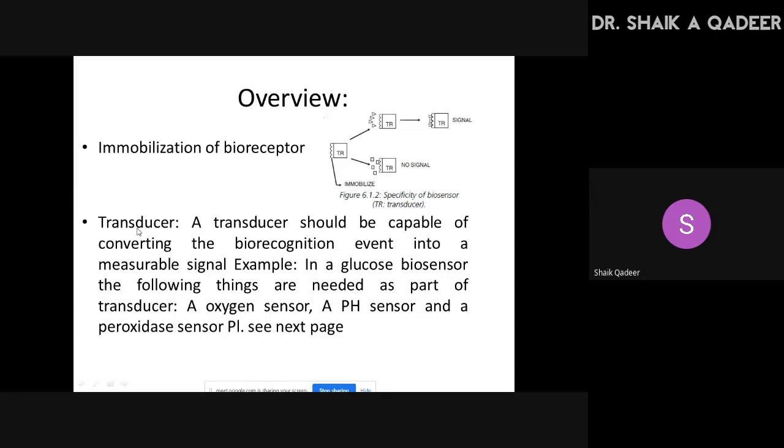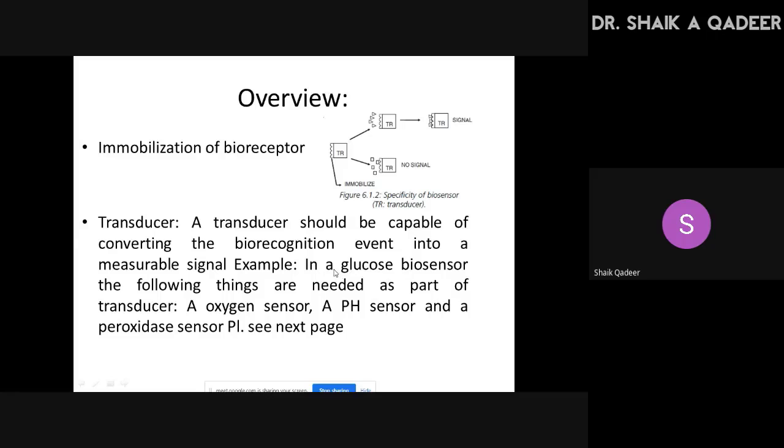Transducer, we all know, is a device which transforms one form of signal into another form. In case of a biosensor, it is capable of converting a biorecognition event into a measurable signal, mostly an electrical signal. I repeat, it is a device which converts the biorecognition event into a measurable signal, mostly electrical.